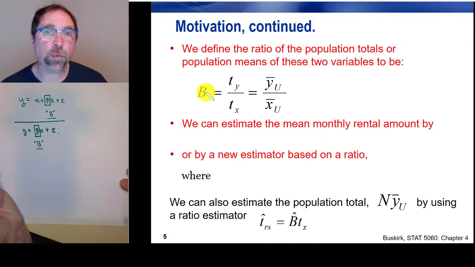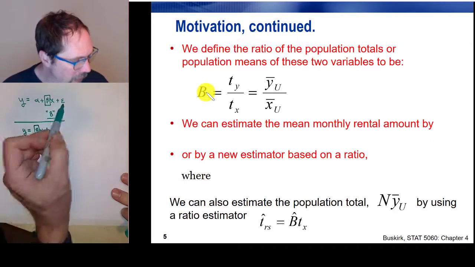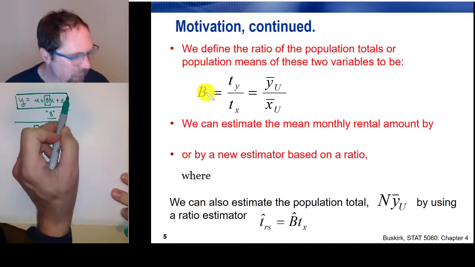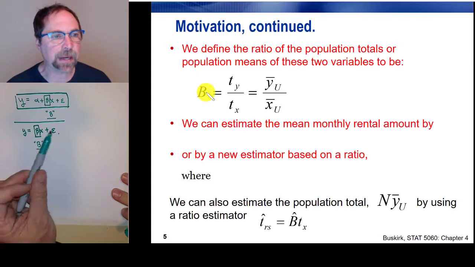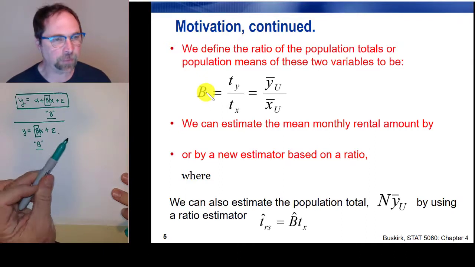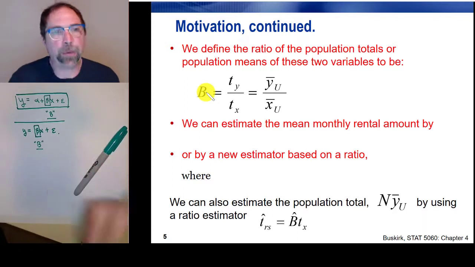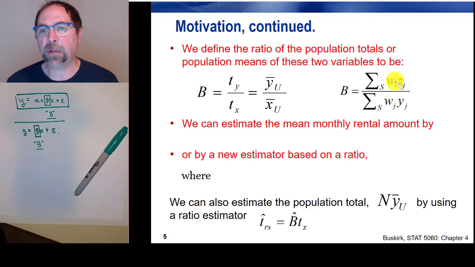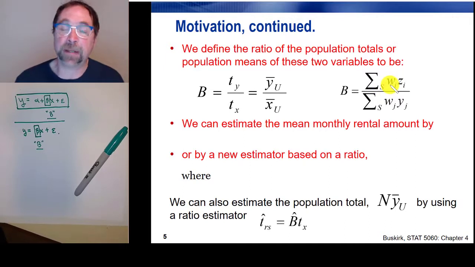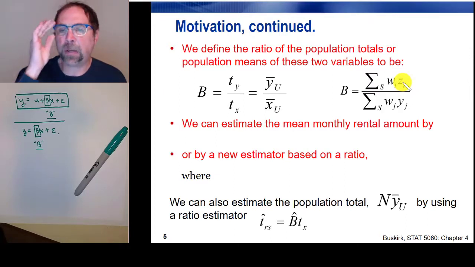Now, when we get into regression estimators, we will allow the intercept to be included, and we will allow additional predictors. But for now, the simple case scenario we're working with is this equivalent for the model for the regression approach. So we can estimate the mean monthly rental amount using a weighted estimator. Remember, this S refers to the sample. These are the sampling weights that come from the design, and the numerator variable is the one variable that you're looking for. It's the Y variable, and this would be the auxiliary variable.